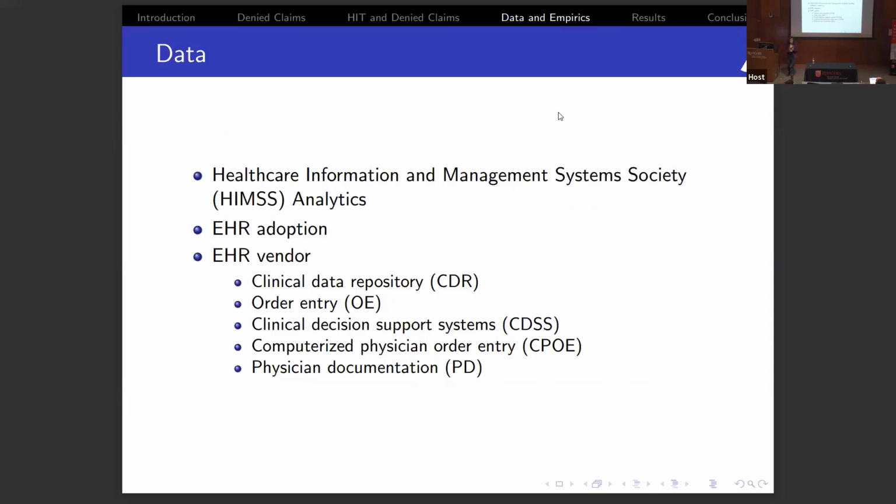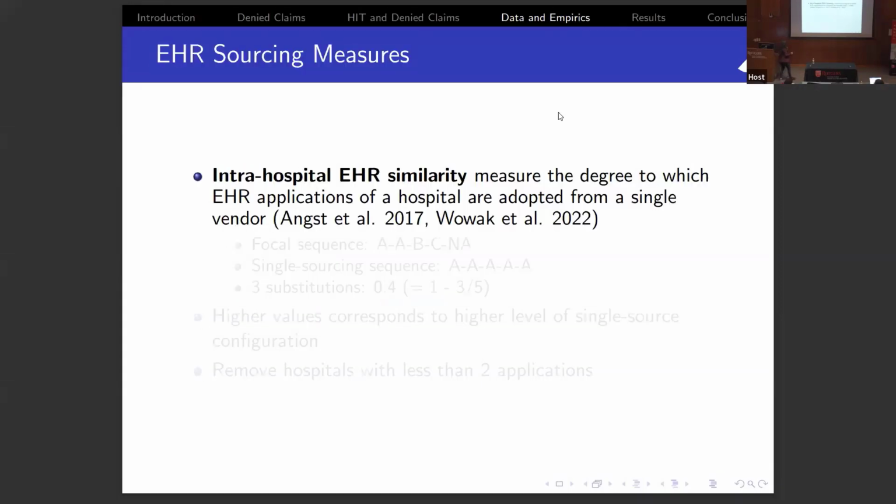For the health IT variables, we get the data from the HIMSS Analytics survey. This is a very commonly used database to understand health IT adoption across hospitals in the US and Canada. We have a measure of electronic health record adoption. This is a basic count of how many of the 5 systems they have present, and we normalize it to be between 0 and 1. For each of these 5 systems, we know the EHR vendor. Using this EHR vendor information, we calculate the sourcing similarity measures.